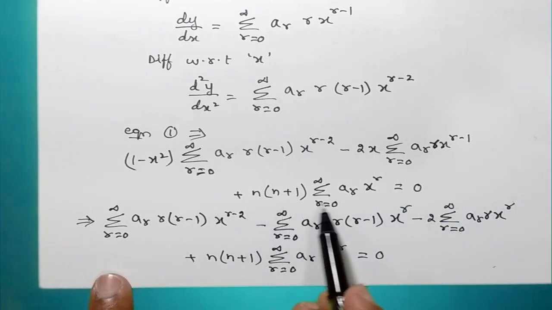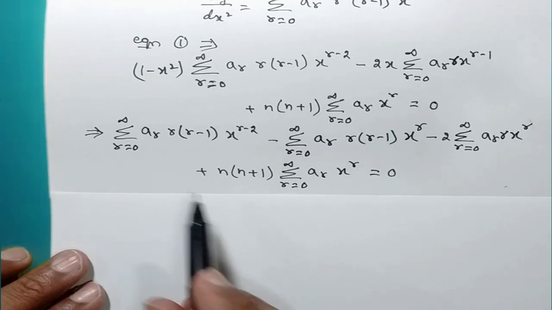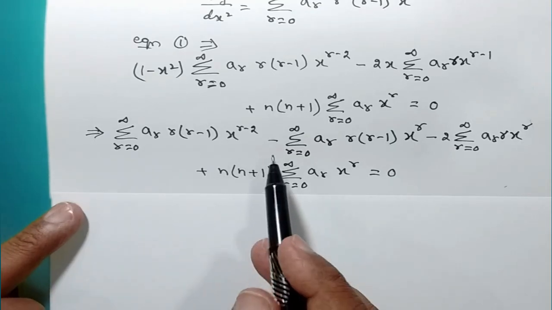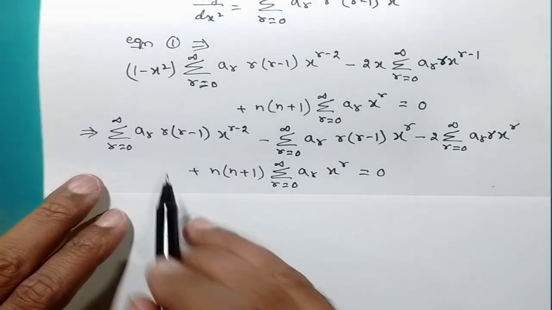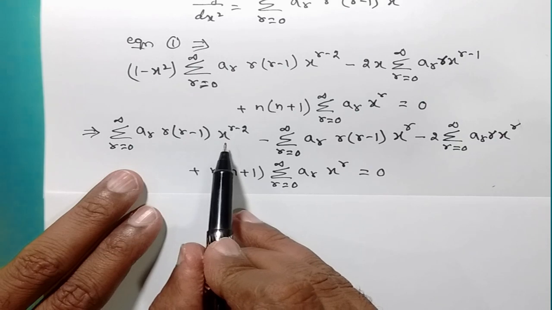And this term as it is, no change. N into n plus 1 summation of r is equals to 0 to infinity ar x power of r is equals to 0. Now we'll equate the lowest power of x to 0. What is the lowest power of x you will be getting?